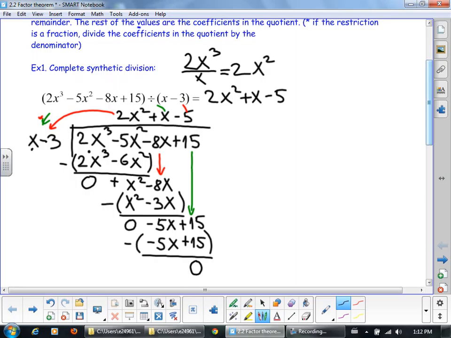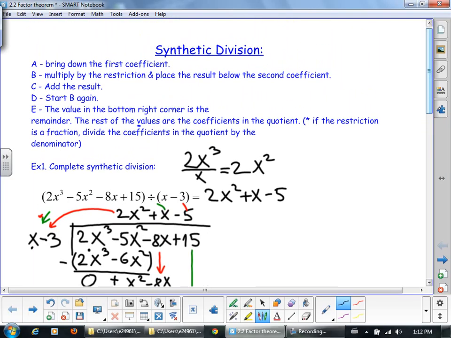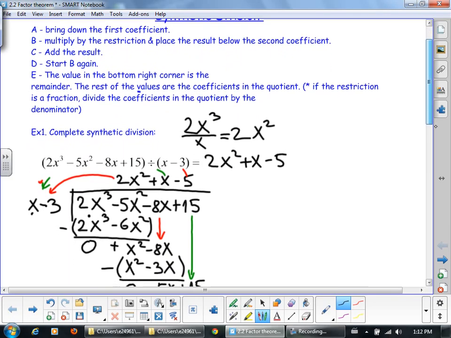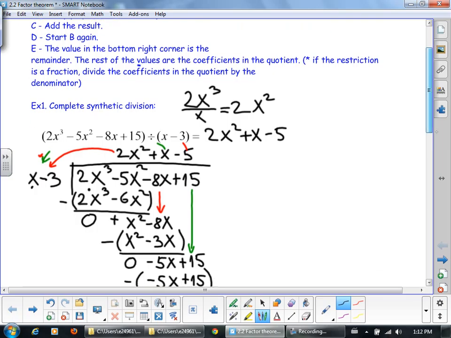Now we're going to perform the same division, but only using synthetic division. If we go back up, we have a few steps there, A, B, C, D, and E. But before we actually begin the steps, we have to set up our synthetic division. How we're going to do that is by looking at the coefficients of the dividend. If you look at our dividend here, you have 2x to the power of 3 minus 5x squared minus 8x plus 15. We're just going to take out the coefficients and write them out.